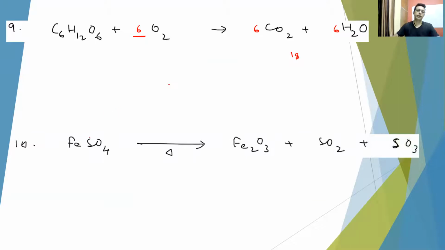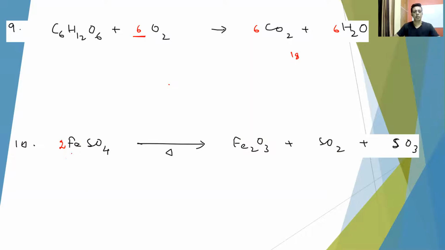Next is this: FeSO4 on heating gives Fe2O3 plus sulfur dioxide plus sulfur trioxide. Here, let us try balancing iron first. 2 iron, so place 2 here, iron is balanced. If we make a mistake, then we'll cut the number, change the number, and balance it again, no problem. So iron 2, iron 2. Then sulfur is 2, sulfur also is 2, balanced. What is oxygen? Oxygen is 3 plus 2, 5, 5 plus 3, 8, and 4 times 2 is 8. So this is balanced, fine.